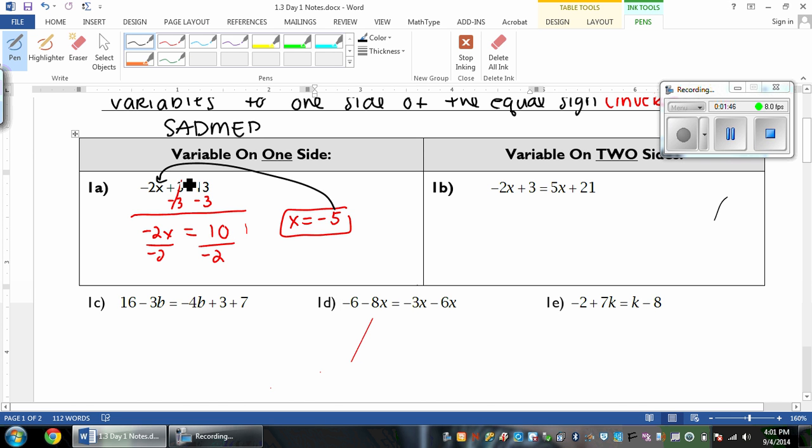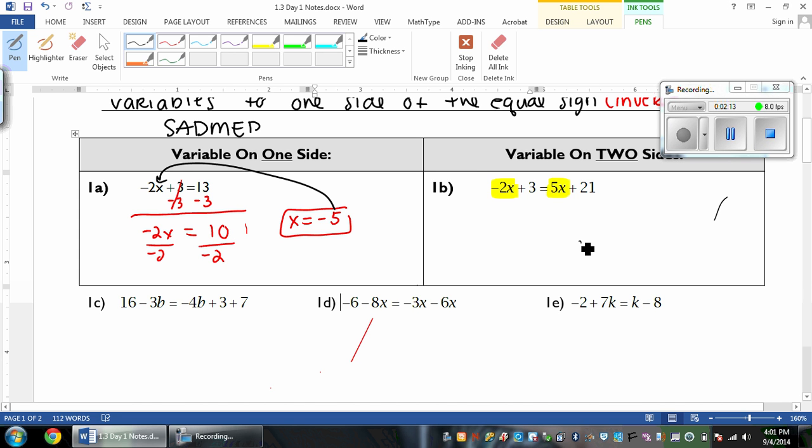Again, you should verify that by substituting negative 5 back into your equation to verify that it equals 13. Okay. Now we're going to go to a problem with variables on two sides. Alright, see how there's negative 2x and 5x? They're on both sides of the equal sign. So what we're going to do is move the variables to either the left or the right. It doesn't matter which side they end up on. I always prefer to move the variable that's smaller. Okay, so I'm going to move negative 2x over to the other side.